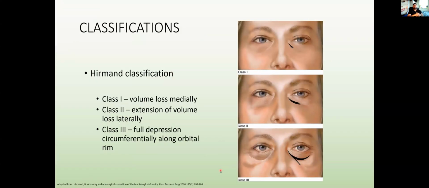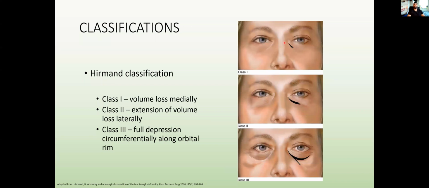So how do we classify the tear trough? And this is very important. As with anything, especially a lot of us being clinicians, it's important to diagnose and classify before we treat. Now, this is a very popular classification. There are so many out there, but this is one that I like to use, which is the Hermand classification. And as you can see, quite simply, it's mild, moderate, severe, or class 1, 2, and 3.